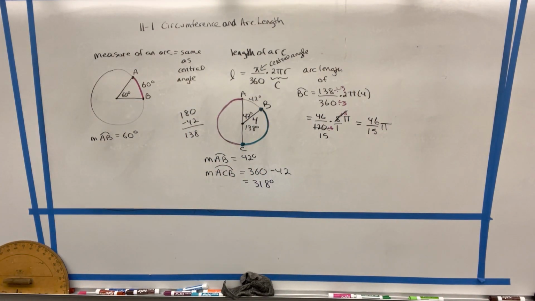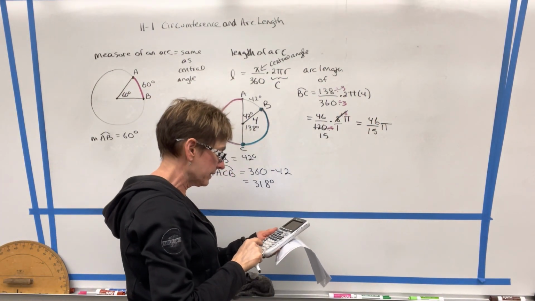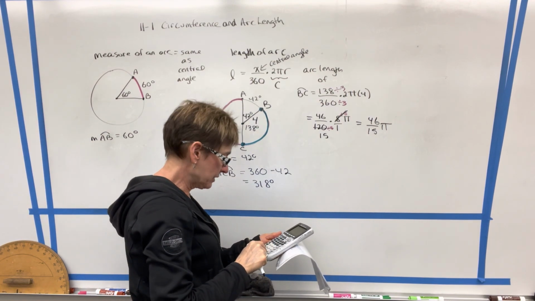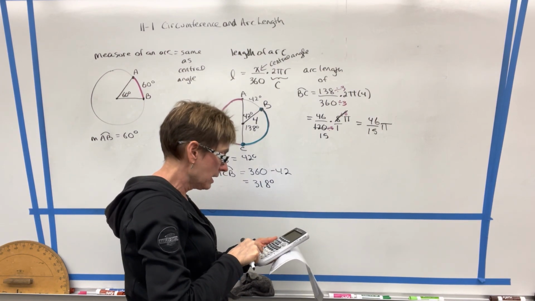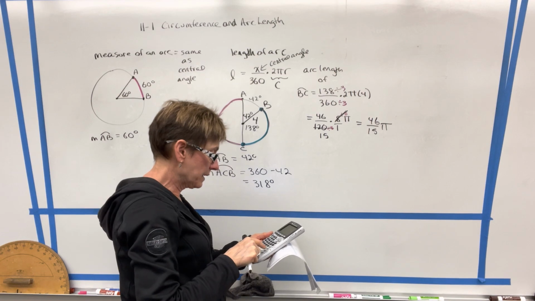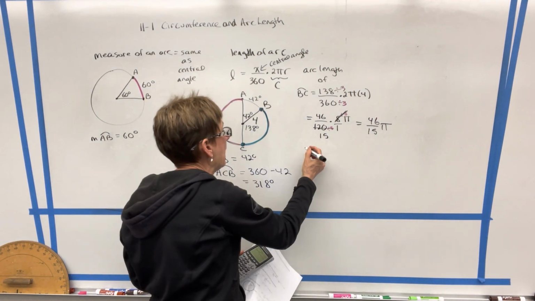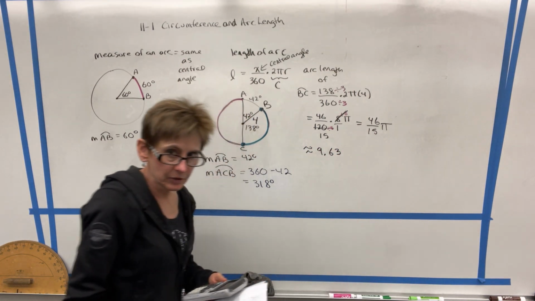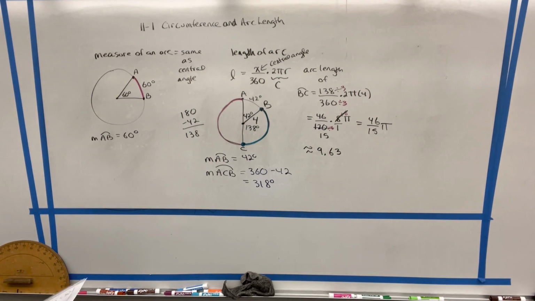Now, many students don't like simplifying fractions like that. So if you want, you can just take your original problem and multiply all the way across the top. So 138 times 2 times pi, be sure to use the pi button on your calculator, times 4, and then divide that all by 360. When you do, you're going to get about 9.63. So if you want to round to the 100th spot, that's what you would get.